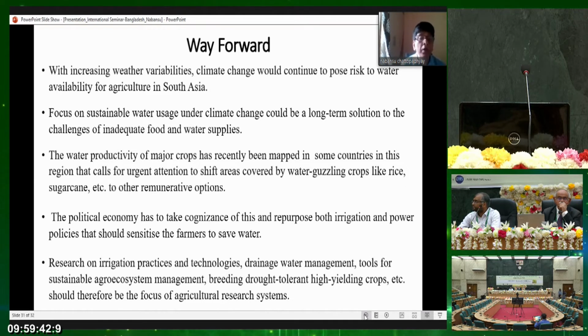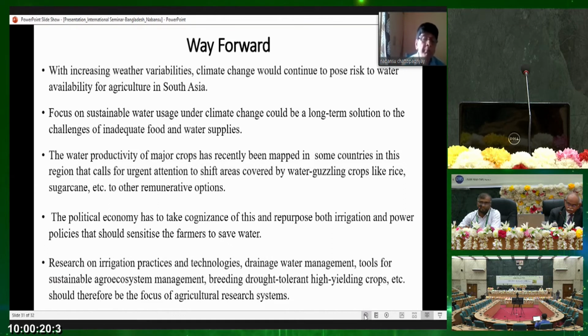Very important is the political economy. We can, as researchers, and we can, as philanthropy, tell that this should be done, that should be done. But political economy and politicians and politics, they should understand the importance of this issue, and they should frame this policy in such a way that it is farmer-centric, so that farmers could save the water and they can increase their food production.